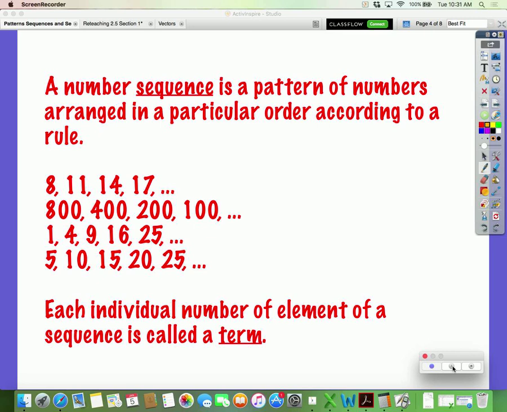Let's see. Now what is n? Is n the first number? No, n is not a number. n is the number of the number, the placement of the number. So the term placement. So this would be the first term, second term, third term. Okay, so that's what you're saying.